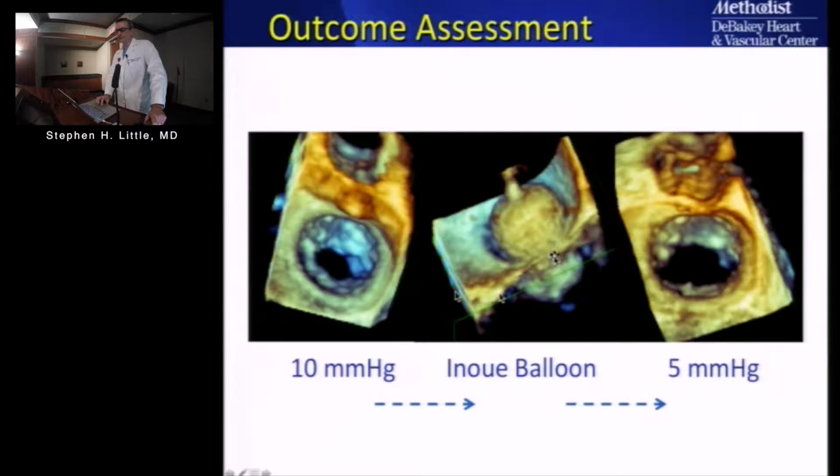This is a lateral view, indicating that you can get other off-axis views with TE, with 3D echo. You're not stuck, and that's both the benefit and the curse of 3D echo, that you have the ability to present off-axis views. If you do it randomly, you confuse everybody, but if you do it from time to time with an explanation, it can be very helpful. And this is after the procedure where the commissures have been split, the valve area is clearly much larger, and the gradient falls by 50%, which is the goal.